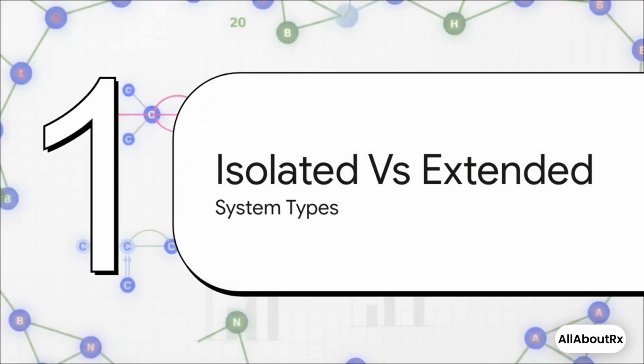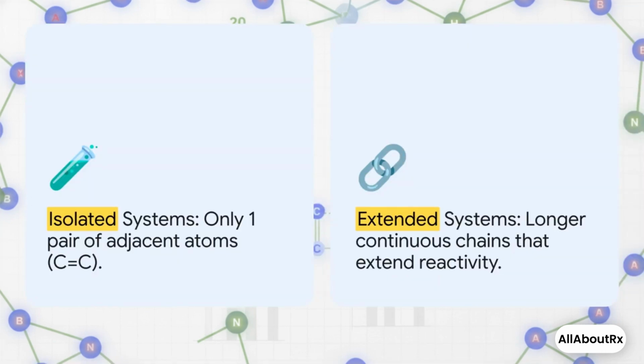Moving right along to Section 2, isolated versus extended systems. We can categorize these linked systems into two main groups. First up, you have isolated systems. These involve just one pair of adjacent atoms. Think of a single carbon-to-carbon double bond. Pretty straightforward. But then you contrast that with extended systems. These are longer, continuous chains, acting almost like an electron highway, massively extending a molecule's chemical reactivity.